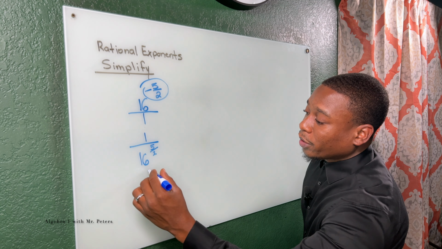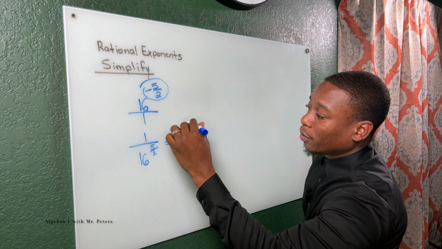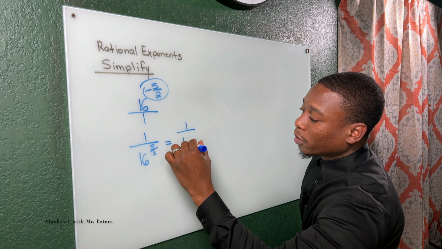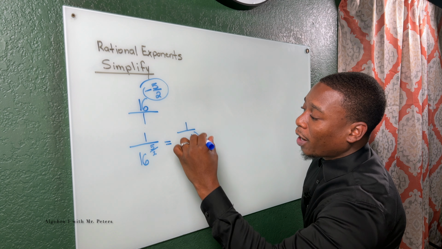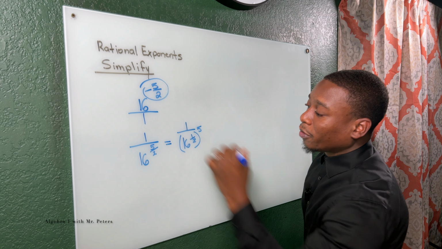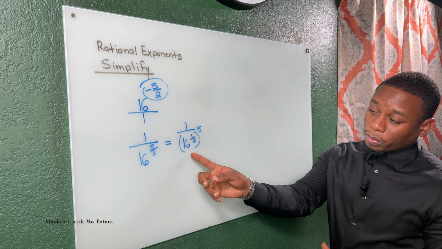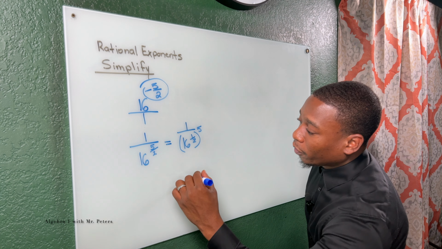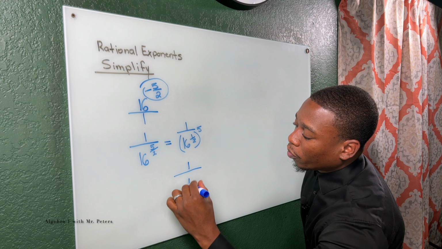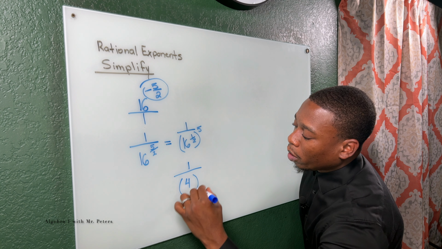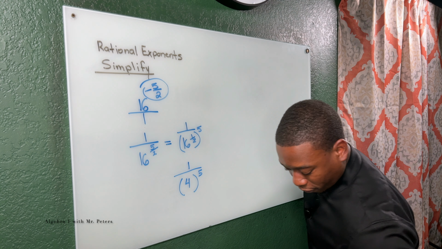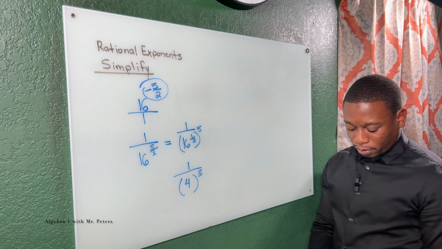Now that we understand that, let me just go down. We're going to do this now and simplify. So we have 1/16 to the 1/2 power, and we're going to raise that to the 5th. So we know 16 to the 1/2 is going to give us 1 over 4. That's its square root. And when we take 4 to the 5th power, let's see what we get.